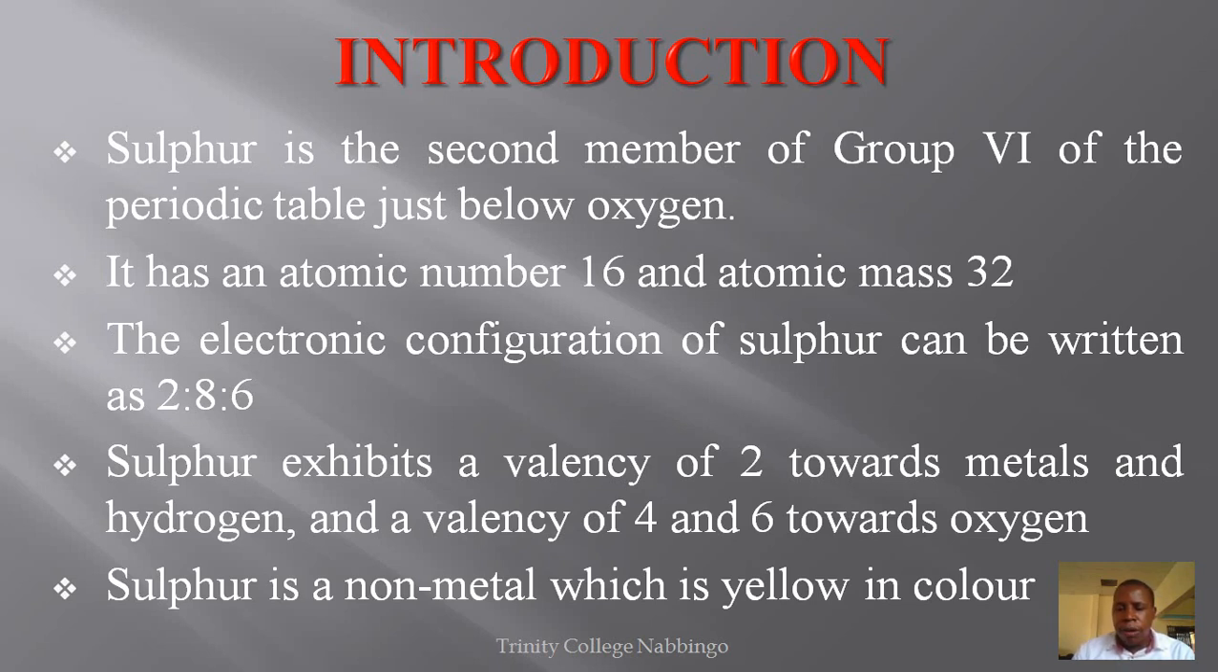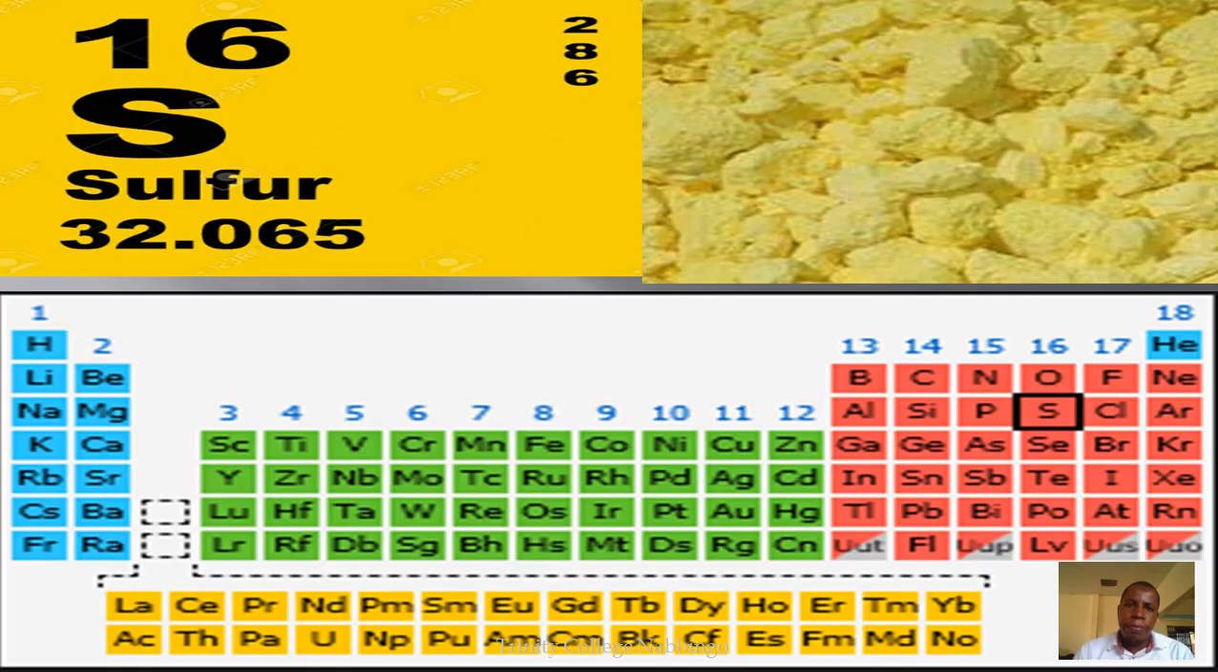From that electronic configuration, you can deduce its valency. So its valency is 2. But we have also seen that in some other compounds of sulfur, like we shall see later on, it can show a valence of 4 and then a valence of 6 towards oxygen mainly. It's a non-metal, like we saw in our opening slide. It's yellow in color. So the color for sulfur is basically yellow.